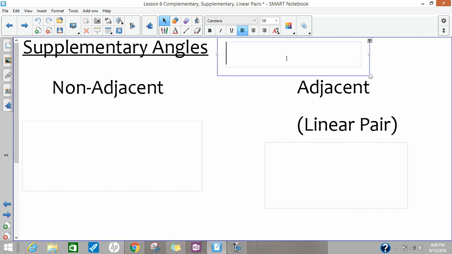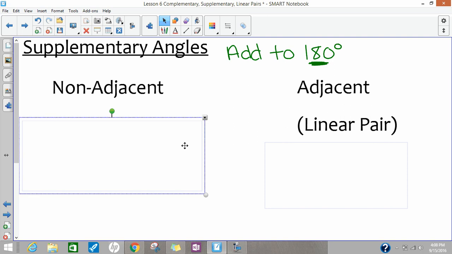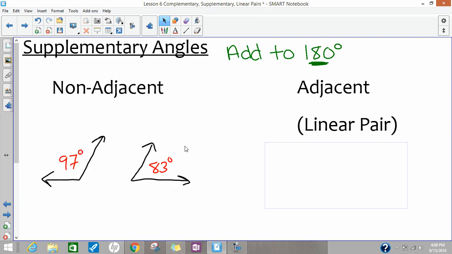Supplementary angles are two angles that add up to 180 degrees. So two angles, if I take their measures and add them together and they add up to 180, then we call them supplementary angles. And again, we can see that in two different ways. They can be non-adjacent. So these two angles are supplementary because 97 and 83 make 180 degrees together. Or they could be adjacent, meaning they share the same vertex.